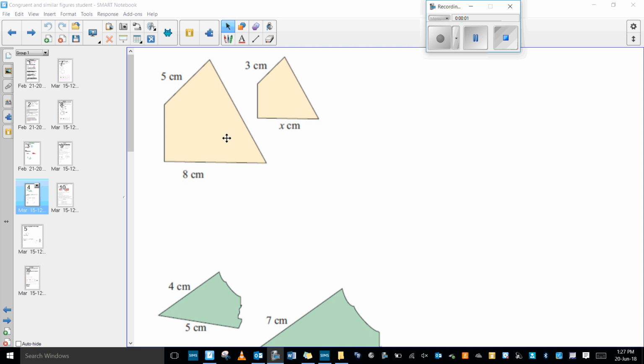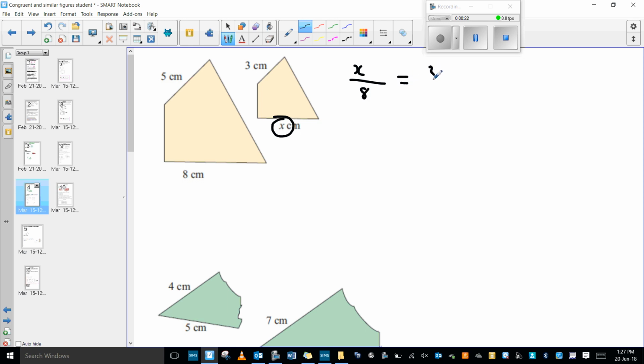Missing length. So we would always start with our missing length. All right, so we start with the unknown letter, x. What will I divide x by? 8. And what would I say that that's equal to? 3/5. Oh, you lot are awesome.